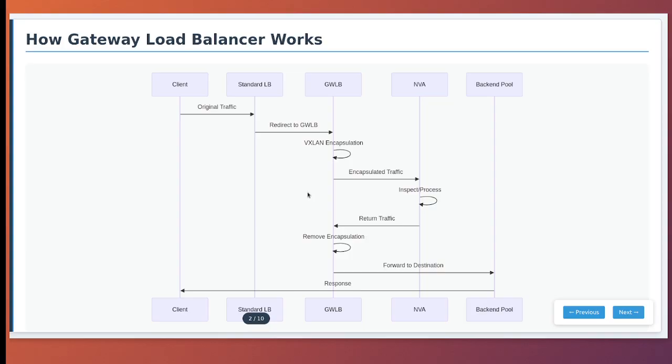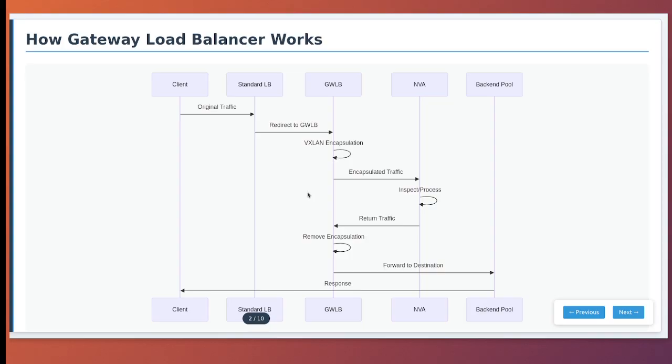The beauty of this approach is that your NVAs receive the complete, original packet. They can inspect it, modify it if needed, apply security policies, log it, whatever you need. Once the NVA is done processing, it sends the packet back to the GWLB, which removes the VXLAN encapsulation and forwards the traffic to its original destination.